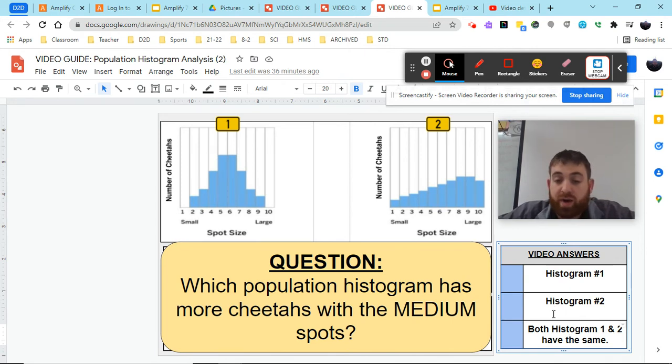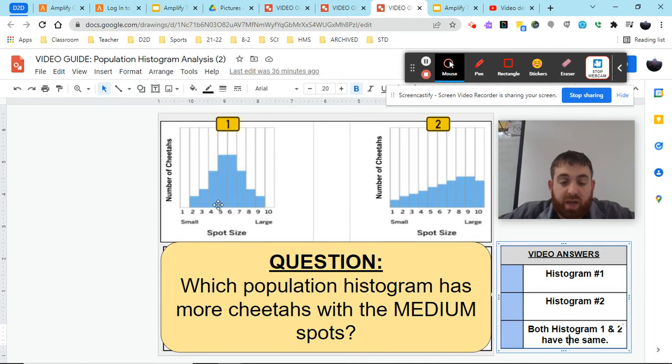All right, do we think we have the right answer? Let's go ahead and take a look. When we look at this population, we have to decide which one has more medium spots. We have to find that variation on the x-axis of our histogram. We know small is on the left, large is on the right. So we know medium would be somewhere between the 4, 5, 6, and 7s.